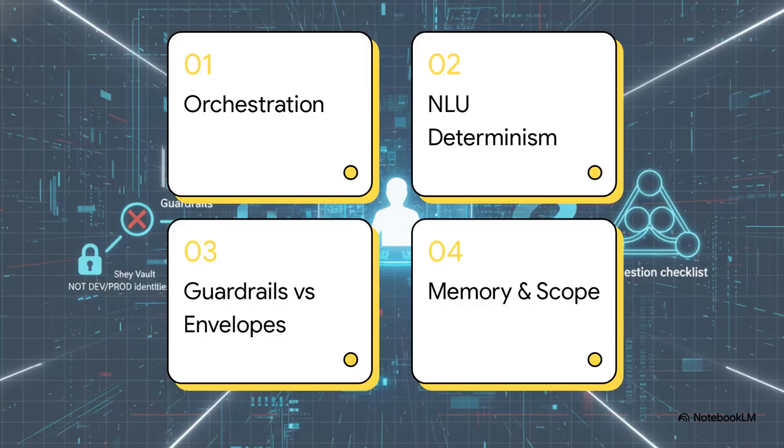Think of this as your syllabus for success today. We're going to master 4 core domains. First up, orchestration dependencies. Second, NLU determinism. Third, the absolutely crucial difference between guardrails and behavior envelopes. And finally, memory state and sprint scope. Master these 4, and you are going to crush the design portion of the exam.